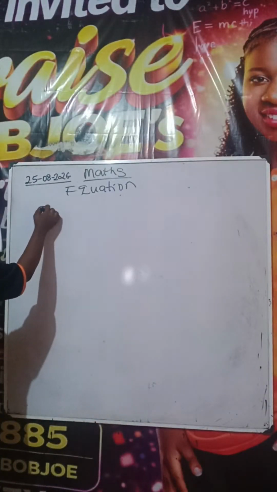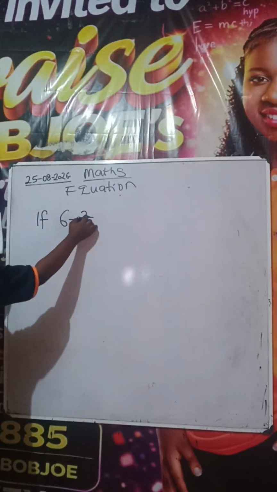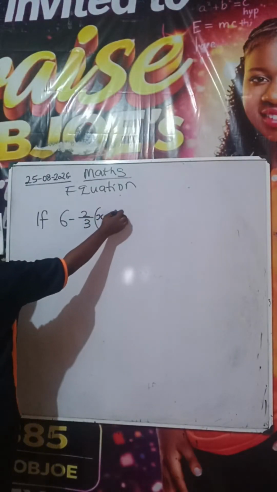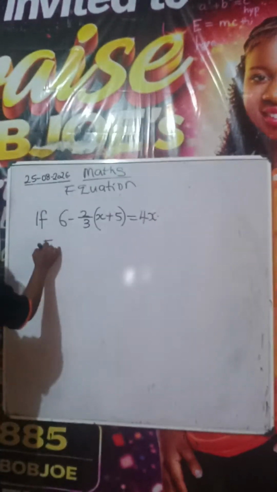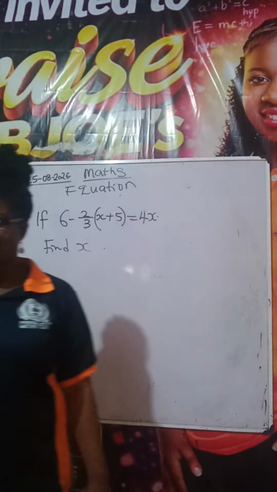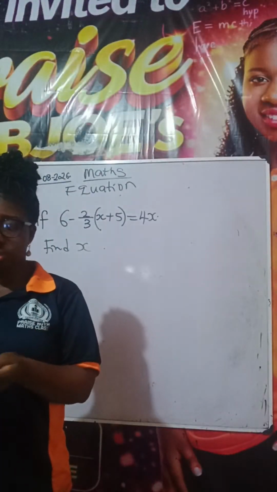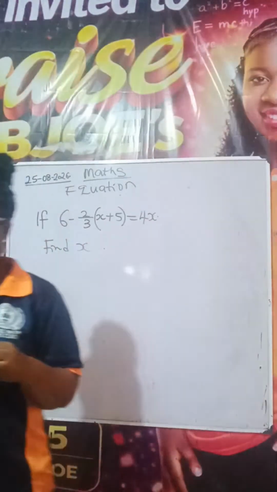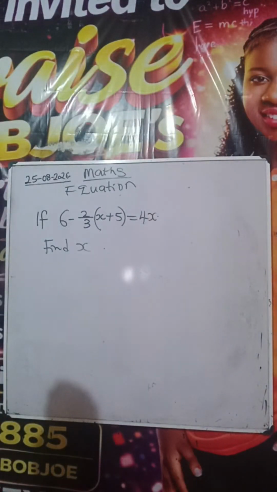So try this one. They said if 6 minus 2 over 3 x plus 5 is equal to 4x, you are asked to find x. So I want you to try this one. If you solve it and you have your answer, you can drop it in my inbox. Yes, send me a DM. Then I will check if your answer is correct. So try this one. Should I add more questions for you?